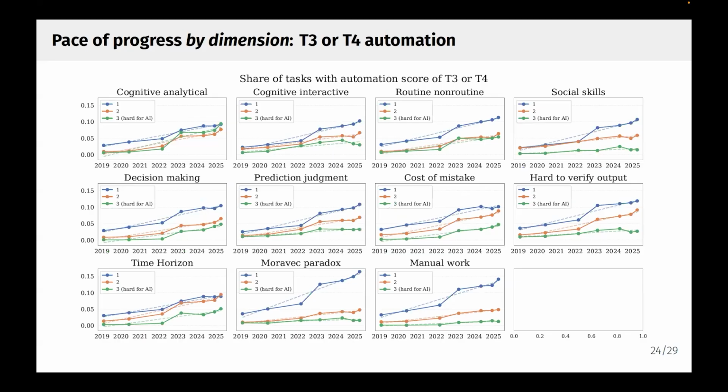Okay, what if we extended this to all the tasks, or sorry, all the dimensions? It's going to take a while to go through all of this, so I'll just call out a few insights. One is if you look at cognitive, analytical, and cognitive interactive tasks, I think it's interesting that you see positive slopes, you see improvements across both the hard tasks and the easy tasks. Whereas for social skills and manual work, you see larger divergence. So going back to the framework we were talking about at the beginning, this suggests that things like social skills, manual work will matter a lot more in terms of explaining the differences between AI and humans in terms of where their source of comparative advantage is.